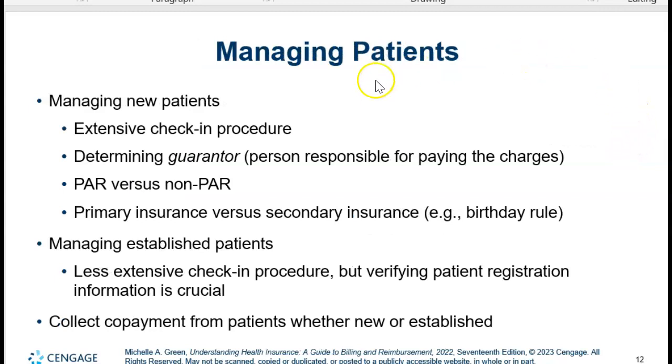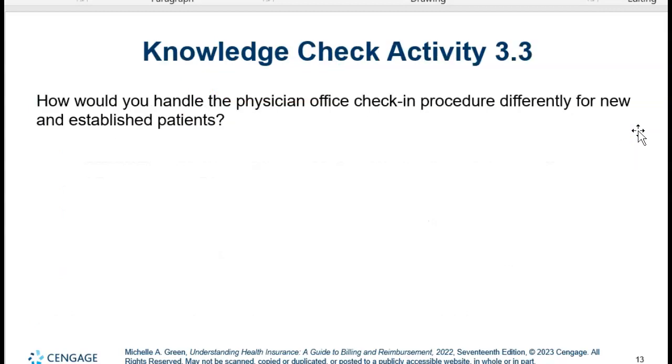Managing new patients. We're going to talk about this. So you have check-in. Who's responsible for paying the charges? So if you were still possibly under your parents, or if your partner has the insurance in their name, they are the guarantor. They are the one responsible for paying those charges. Par versus non-par, I'm going to talk about that. Primary insurance versus secondary insurance. Established patients versus new patients. And collecting co-payments for new or established patients.